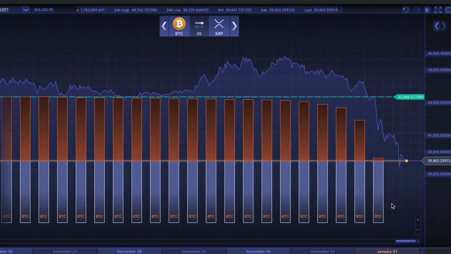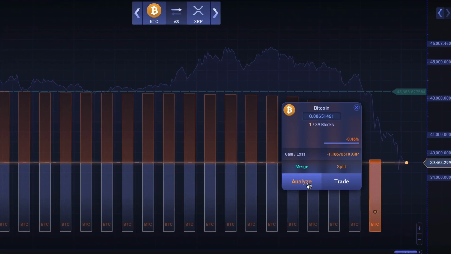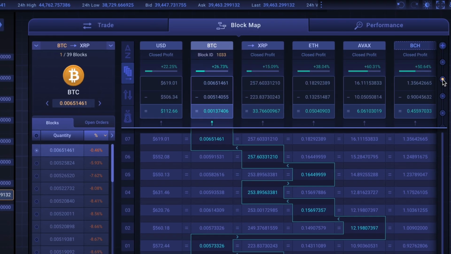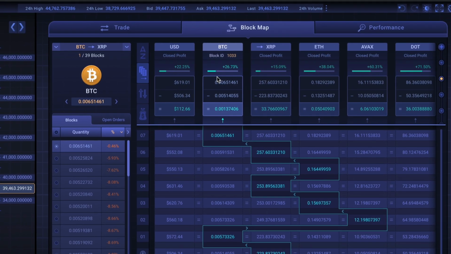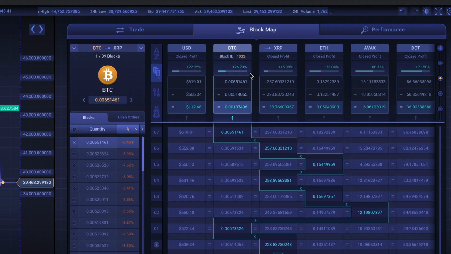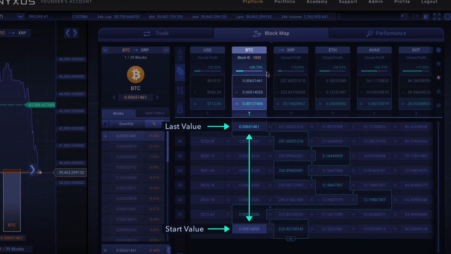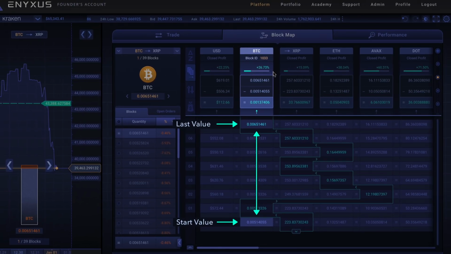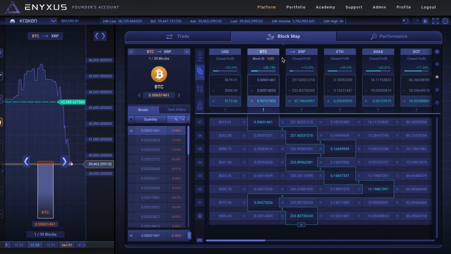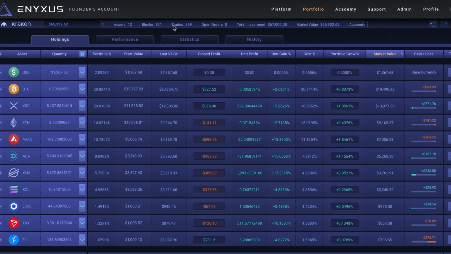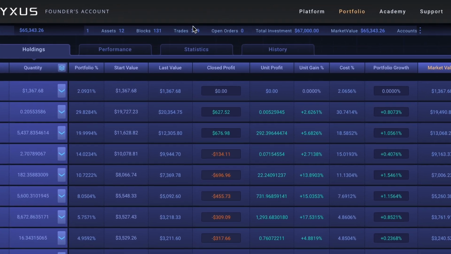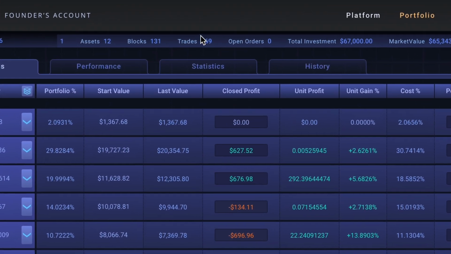Once the block is filled, let's click Analyze to examine our results. By selecting the Closed Profit button, we can see that this single block of BTC has grown by a total of 26% in size just from the last 7 trades compared to its equivalent value at start. Now let's navigate to the portfolio view, where we can see that this marks the completion of our 369th trade.